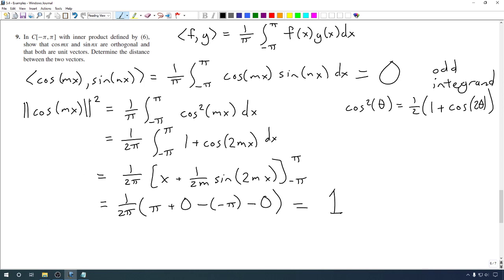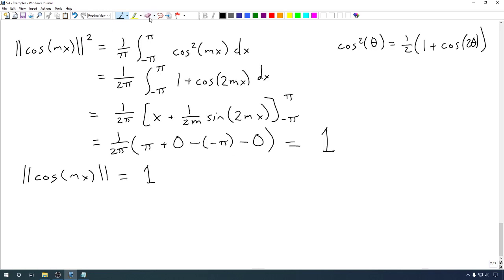Or in other words, because we squared it in the first place, not that it's going to really change too much, take the square root, and we get the norm of cosine of mx is equal to 1. Alright. Now we get to do the same thing for sine. But we'll see that we can keep some of this work and actually use it in the next part.